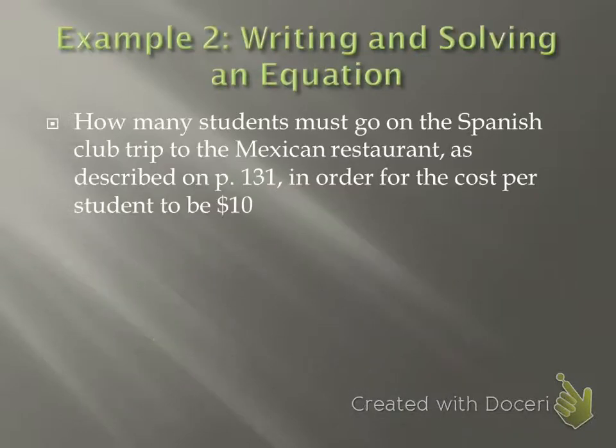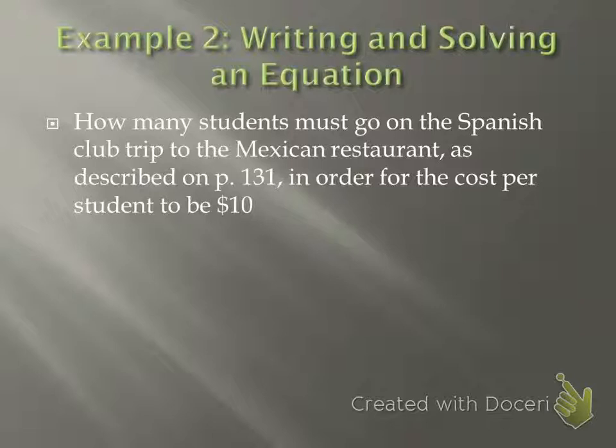Okay, now, in example 2, I'm writing and solving an equation. The word problem is on the top of page 131. It says the Spanish club is going to a Mexican restaurant in a nearby city. Everyone who goes has to pay $60 for the bus, total. Their lunch costs $5 each. So what it's asking us is, how many students have to go in order for them to only have to pay $10 each?